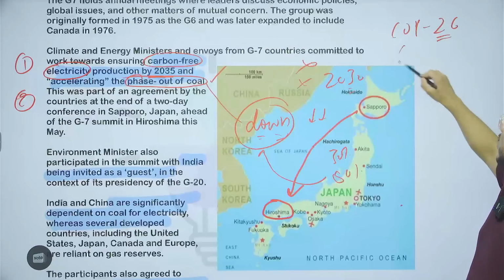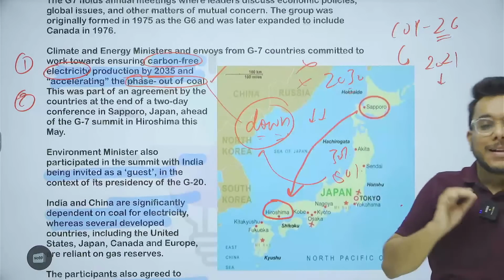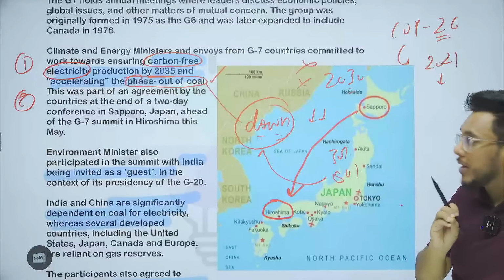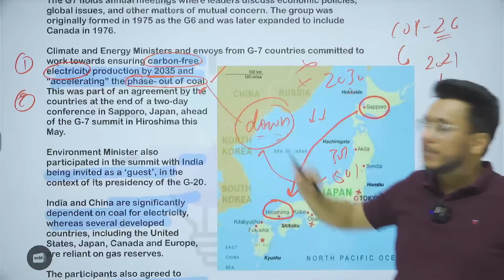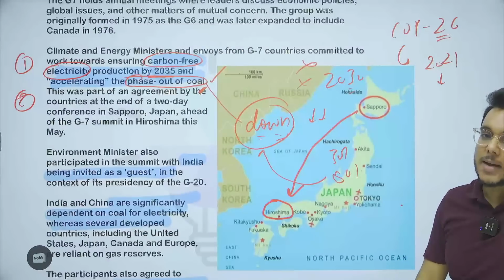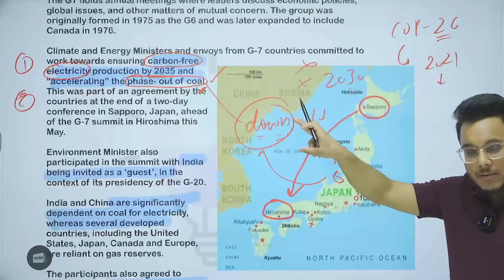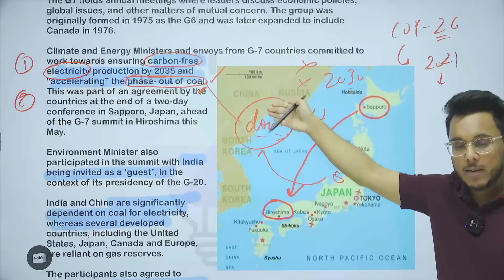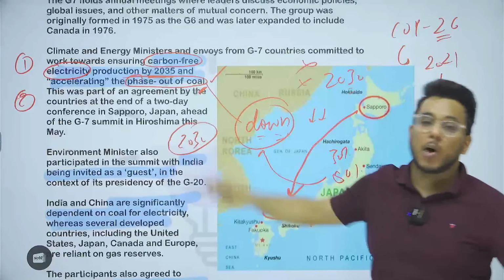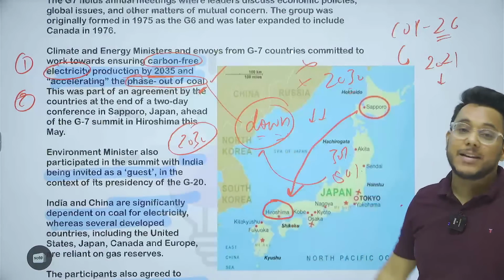COP26 that was held in 2021 in Glasgow, there also the developed countries, particularly the European countries, wanted that we phase out the coal by 2030 particularly. But at that point of time, India was not very much in favor. And in the G7 also, the recent meet that we are talking about, here also it was said that by 2030 we will try to phase out the coal. Now also India has not very much supported the complete phase out of coal.